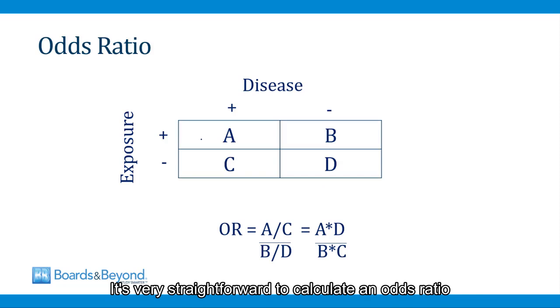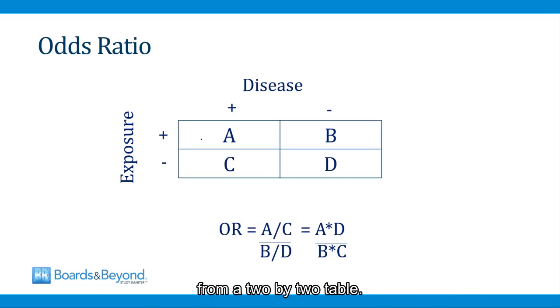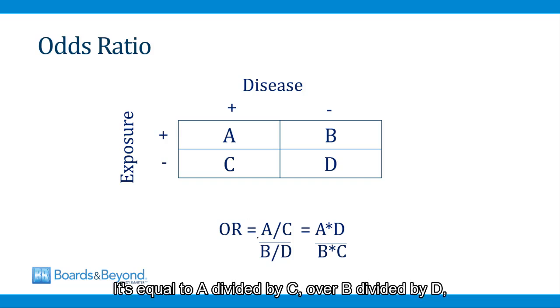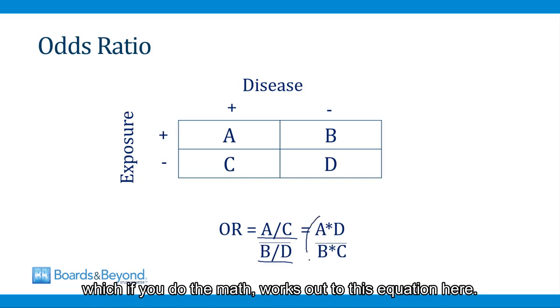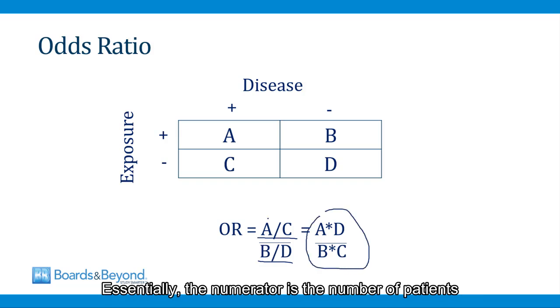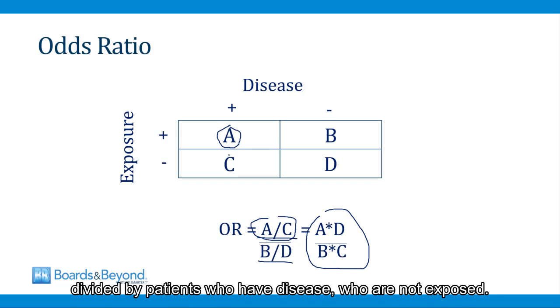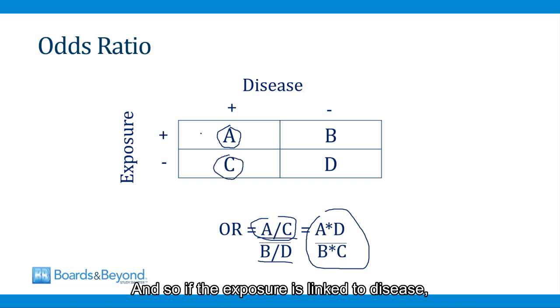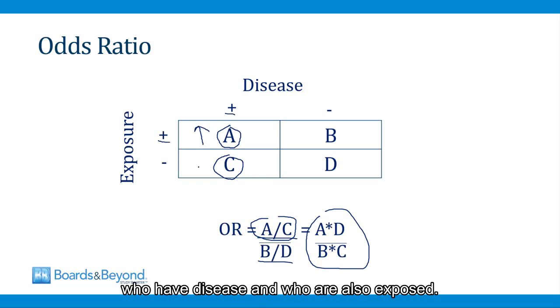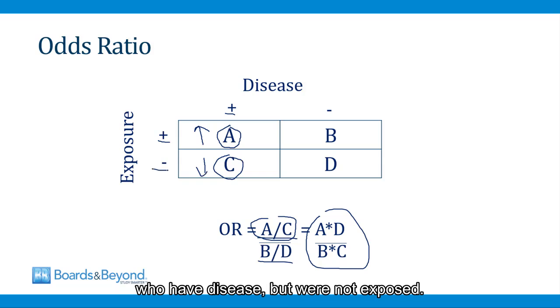It's very straightforward to calculate an odds ratio from a 2x2 table. It's equal to A divided by C over B divided by D, which if you do the math works out to this equation here. Essentially, the numerator is the number of patients who have disease who are exposed divided by patients who have disease who are not exposed. And so if the exposure is linked to disease, there will be a very high number of patients who have disease and who are also exposed. And there will be a very low number of patients who have disease but were not exposed.